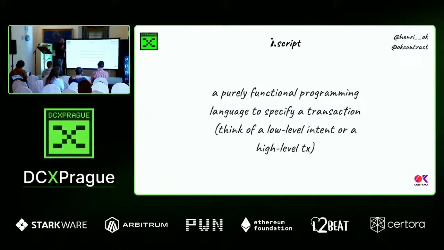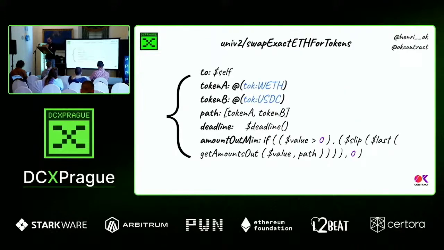For that, we will introduce really soon the open source repos of LambdaScript, which is a purely functional language that specifies a transaction, kind of a low-level intent or high-level description of a transaction. This is, for instance, what it looks like for a swap. If you look at add liquidity, it's about twice the size. It's still very, very short. Basically, it says we're sending to the wallet that submits the transaction. Token A is fixed, but could be left as a search box. The path, the deadline, how we compute the amount out min, which is the parameter that the method requires.